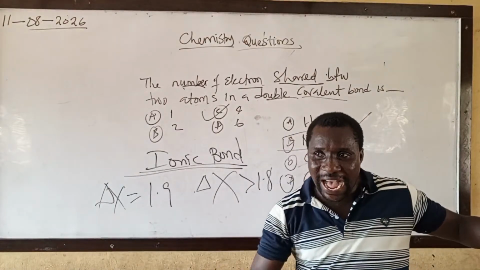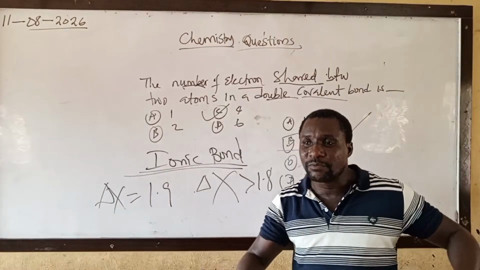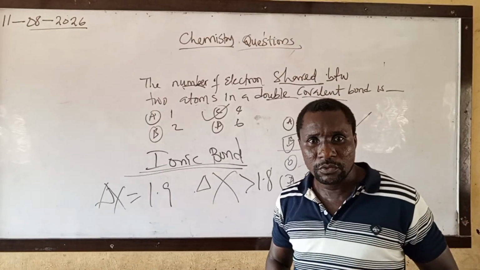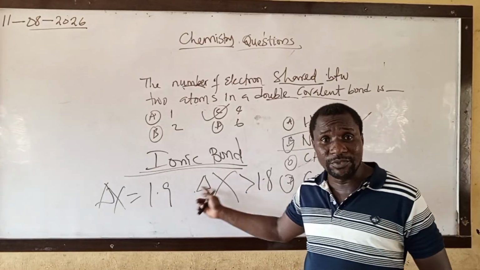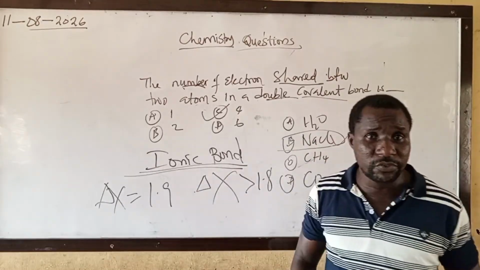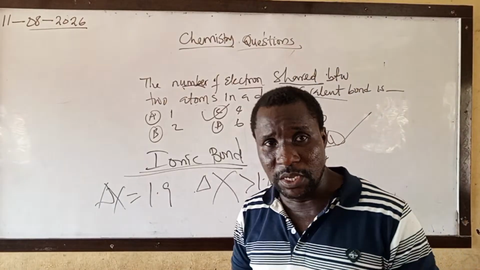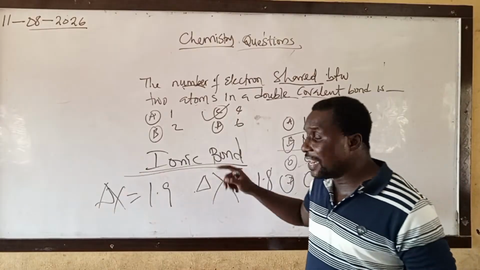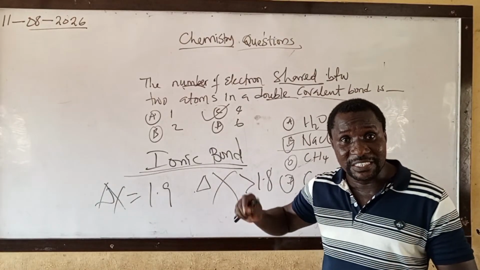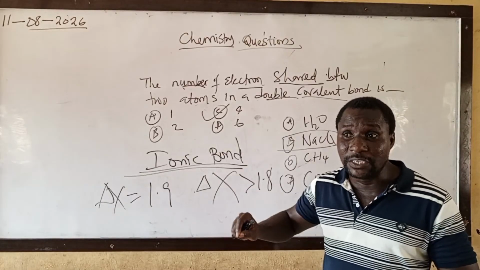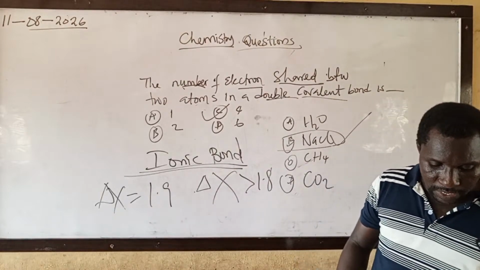For covalent bond, it will be divided into two. We have polar and non-polar. For non-polar, it will be less. When we get there tomorrow, it's a topic we are going to do. This question is from JAM. Don't worry, we are coming there tomorrow. But for this one, they say the electronegativity difference is 1.9. Once the electronegativity difference is greater than 1.8, that compound is ionic bond.